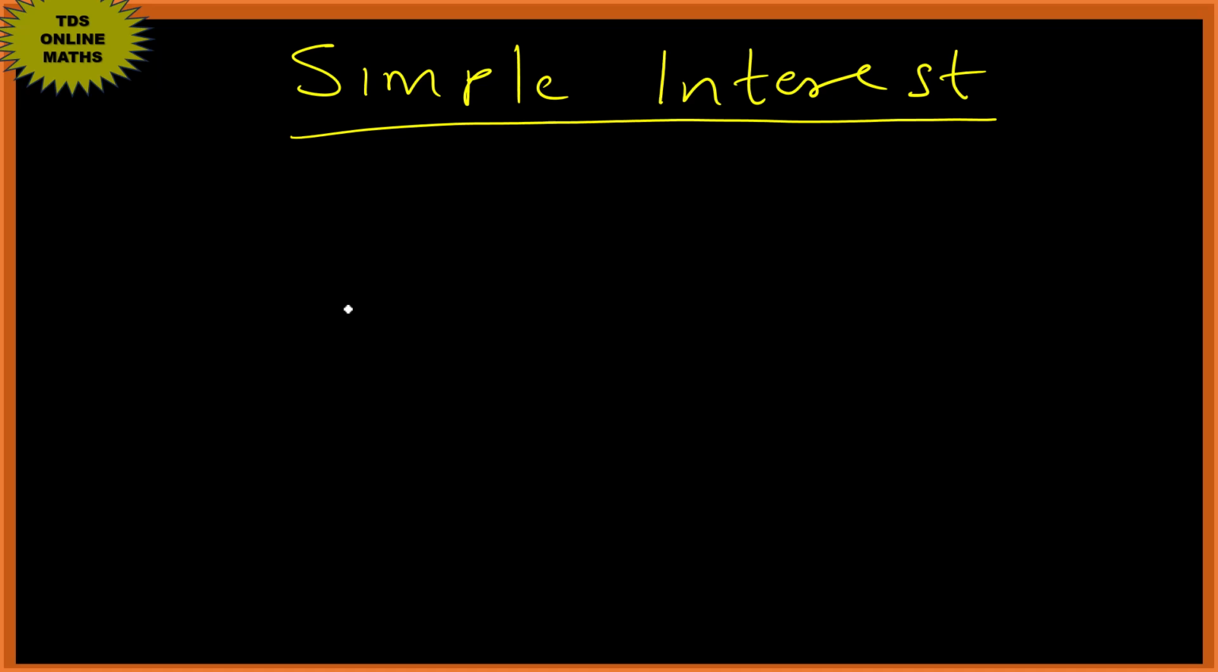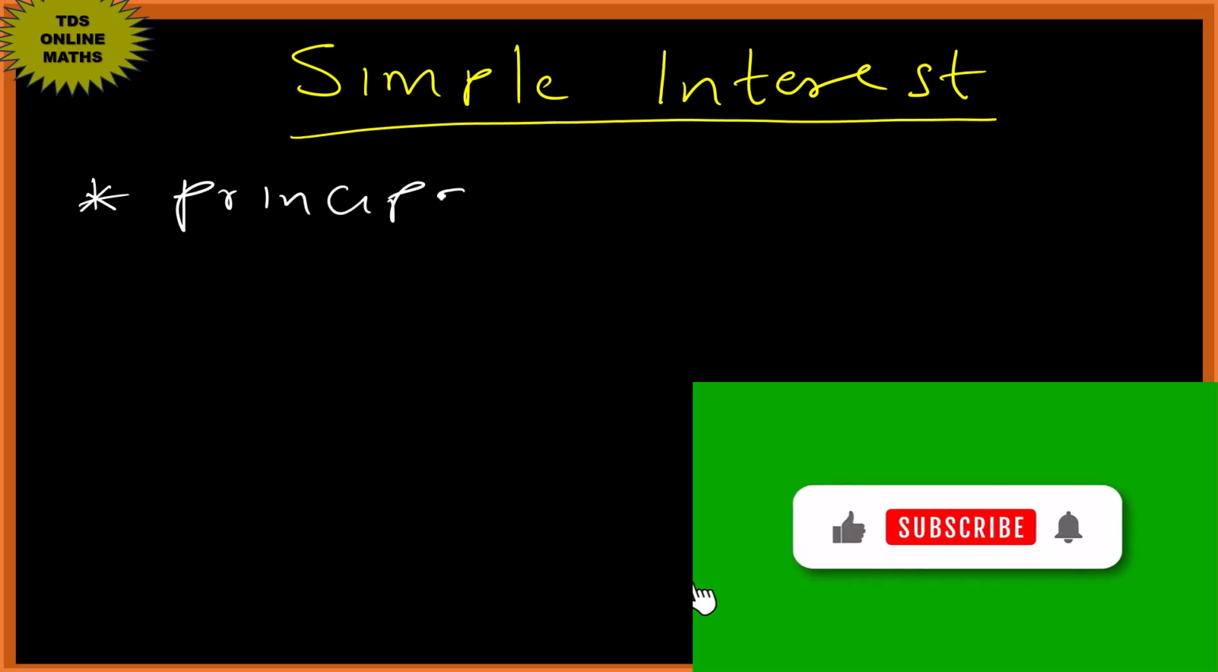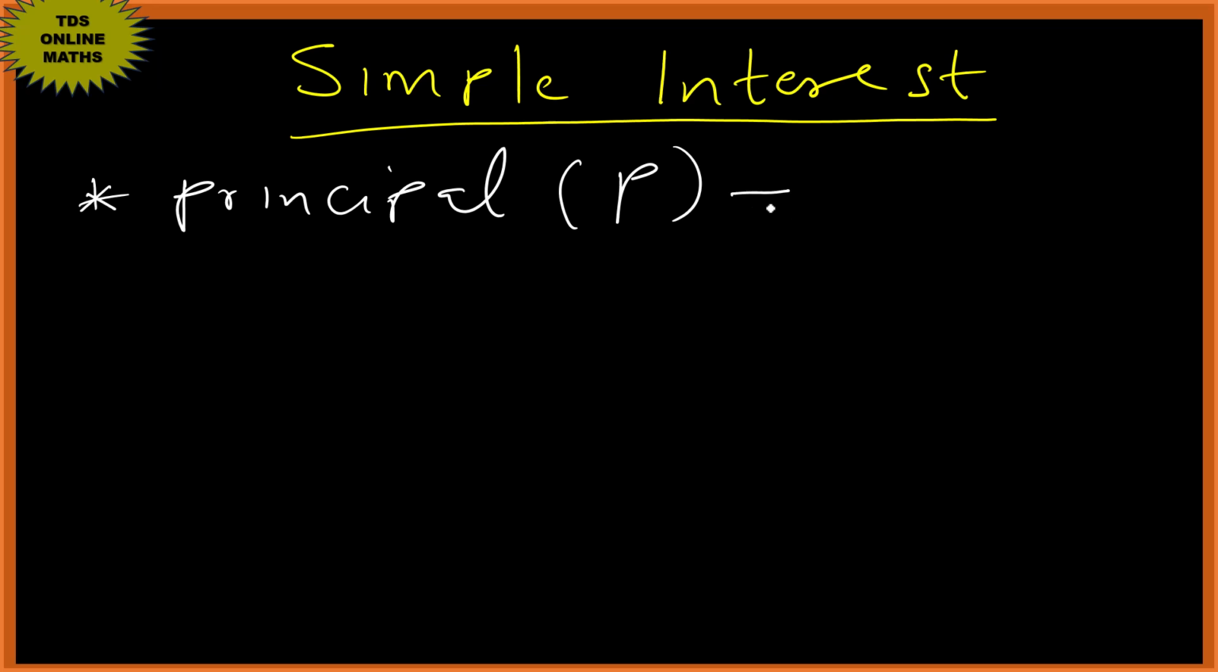In this video, I'm going to talk about simple interest. Under simple interest, there are terms we need to understand. Let's start with the principal. We use P for that principal. Now, principal is the money that we put in our account or the amount that we send to the bank.